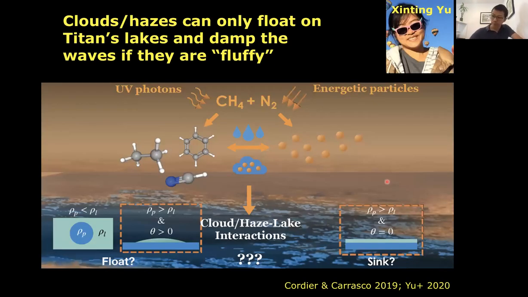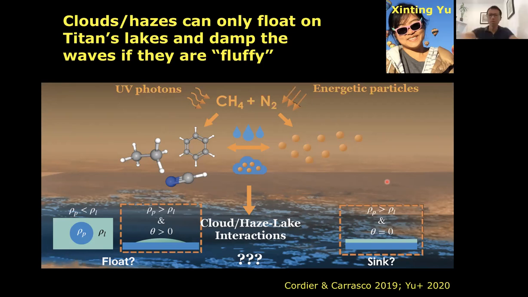And also, one interesting thing to think about is you can have clouds and hazes interacting with surface liquid. This is a very crazy story. You have a lot of particles from Titan's atmosphere sinking down, right? And they can interact with the lakes in the polar region. And one very interesting hypothesis in 2019 is that those particles can float on top of the lakes.